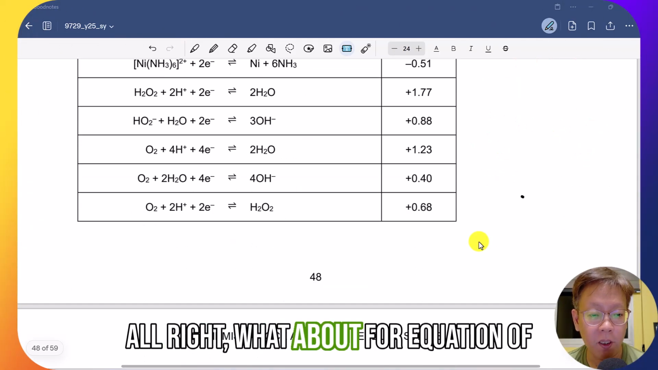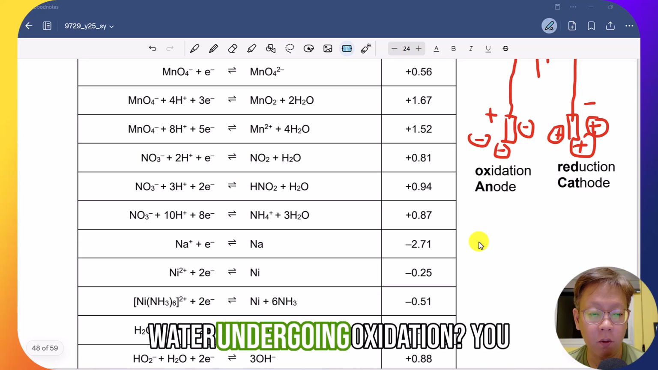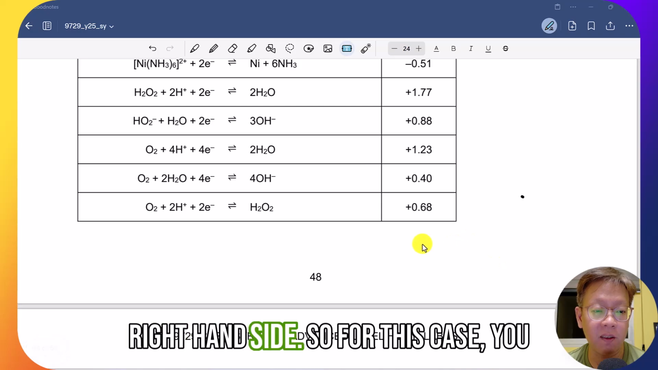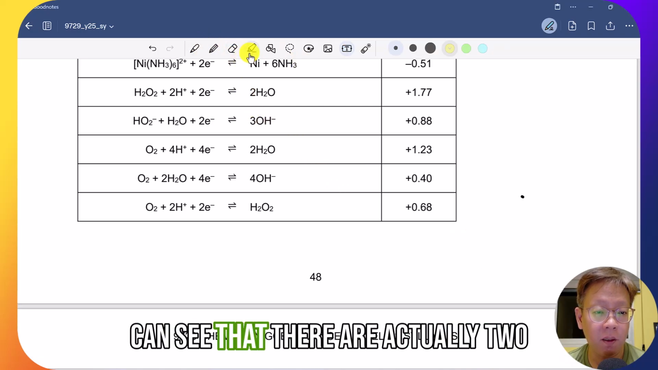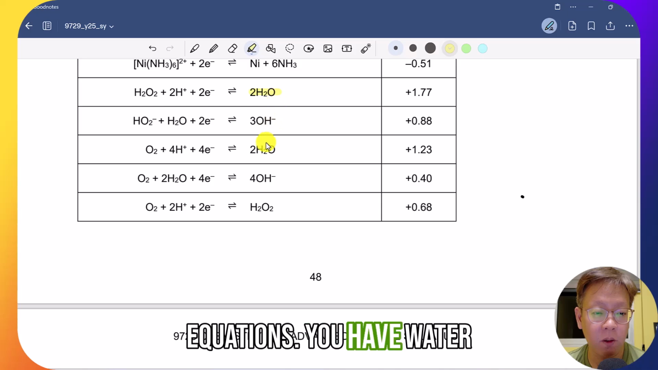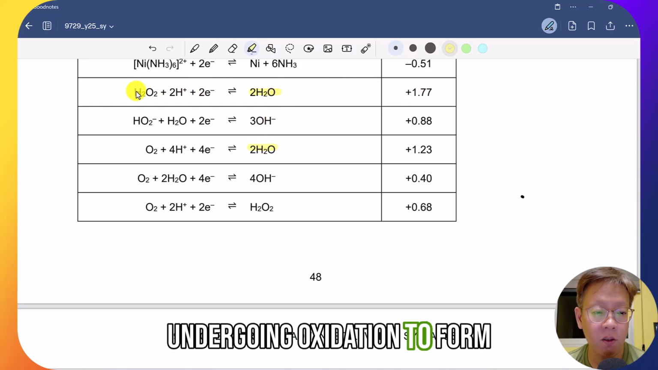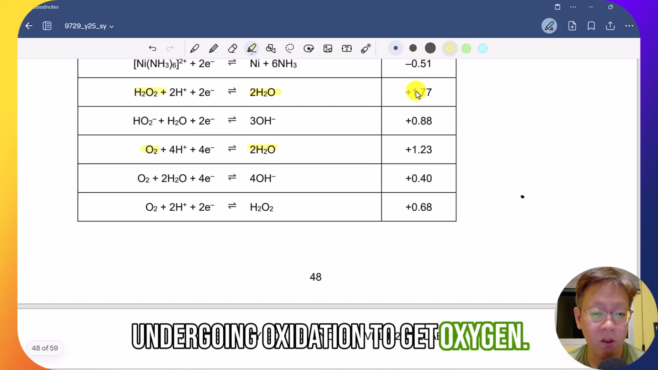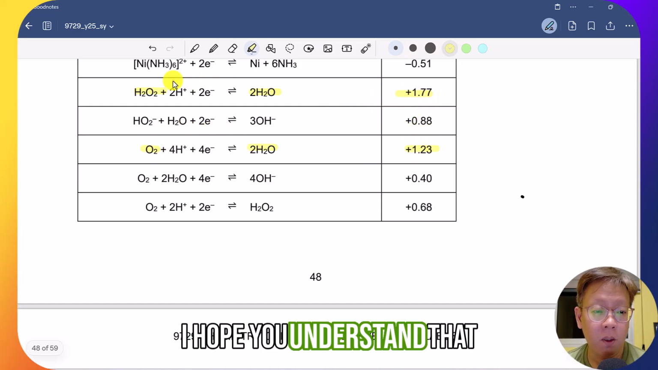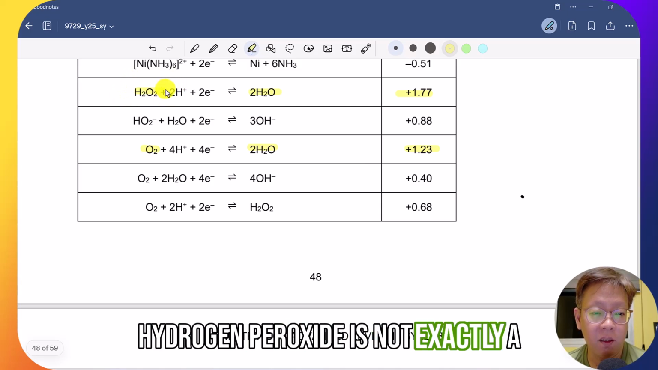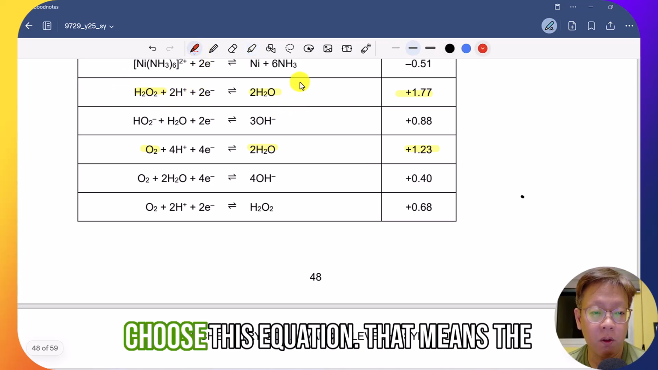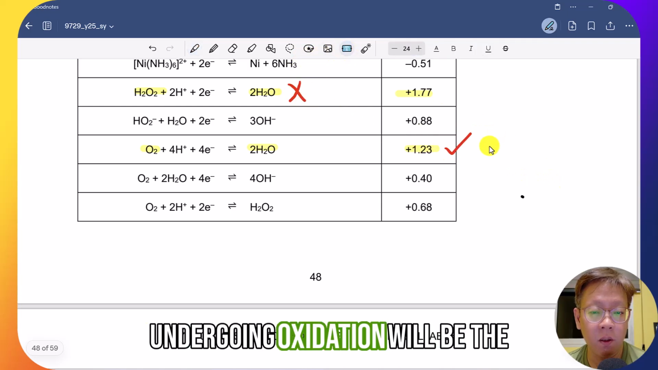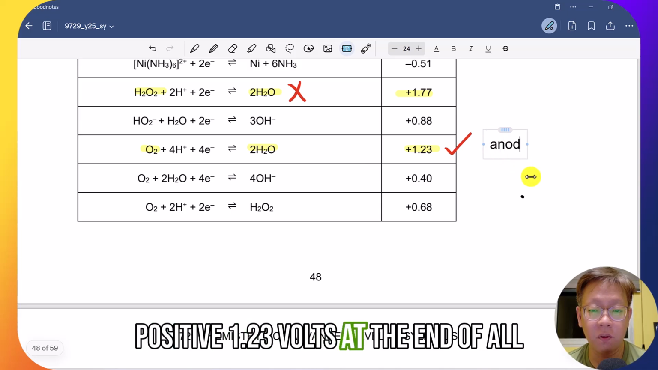All right, what about the equation of water undergoing oxidation? You want to find an equation where water is the only species on the right-hand side. For this case, you can see that there are actually two equations. You have water undergoing oxidation to form hydrogen peroxide, or water undergoing oxidation to get oxygen. Now, I hope you all understand that hydrogen peroxide is not a very stable species, so we will not choose this equation. That means the equation that we choose for water undergoing oxidation will be the positive 1.23 volts at the anode.